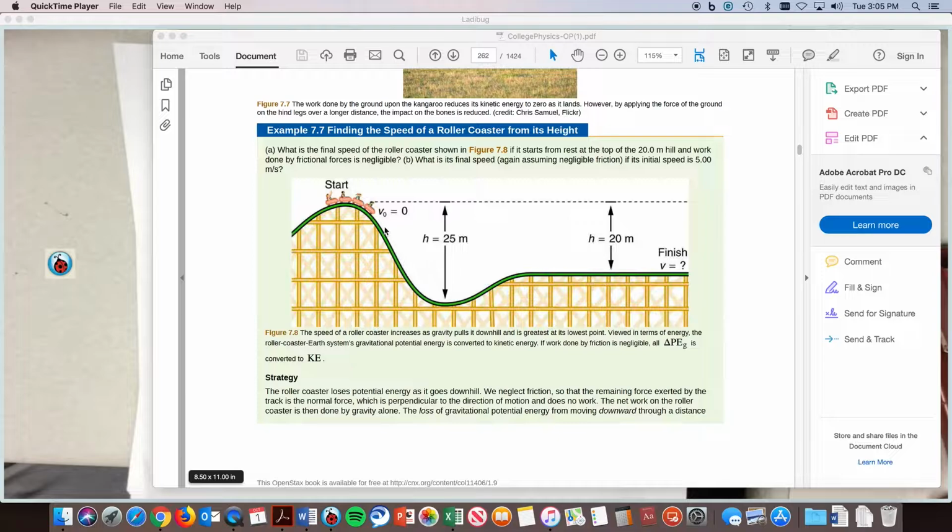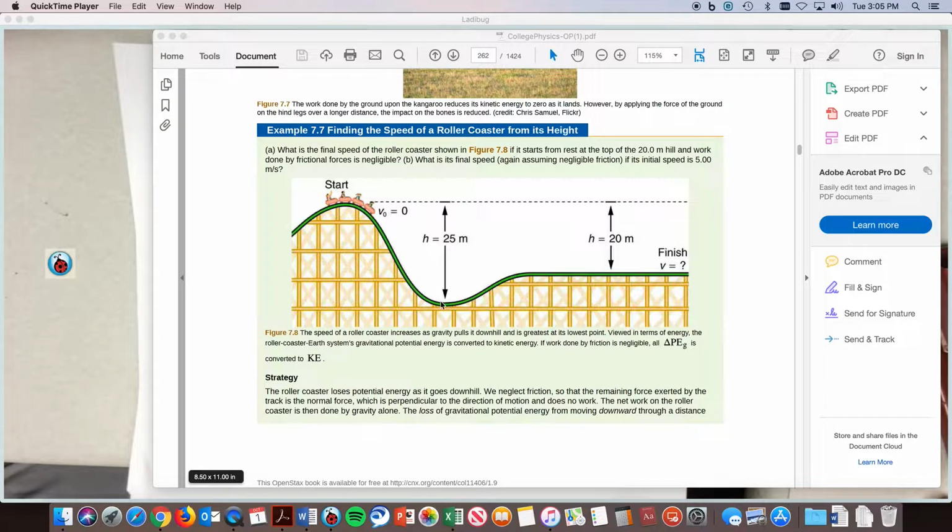Because I could just go from here to here and just say, oh, well, since it's not losing any energy to heat, chattering, friction, or anything like that, I can just take the initial height as 20 meters and the final height, make this 0. Let's find out how fast it's going down here.